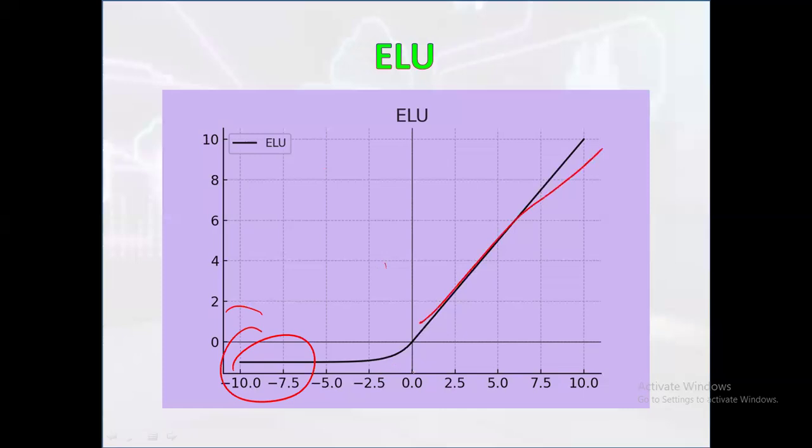The smooth transition reduces the bias shift and brings the average activation closer to 0, accelerating training. ELU also avoids the dying neuron problem better than ReLU. However, its exponential terms make it more computationally intensive, which can be a downside in large-scale networks.